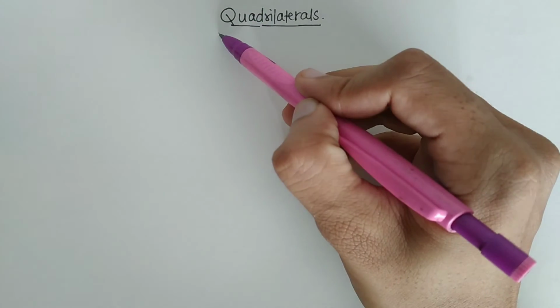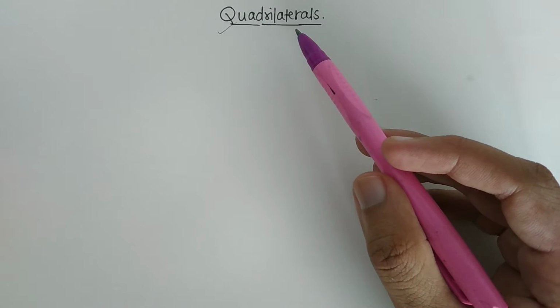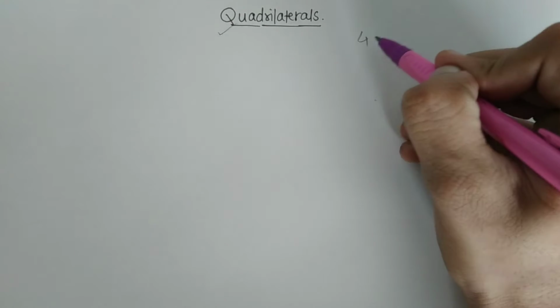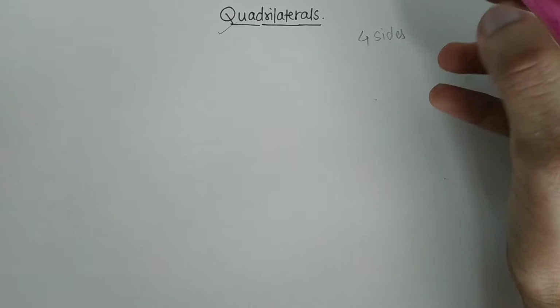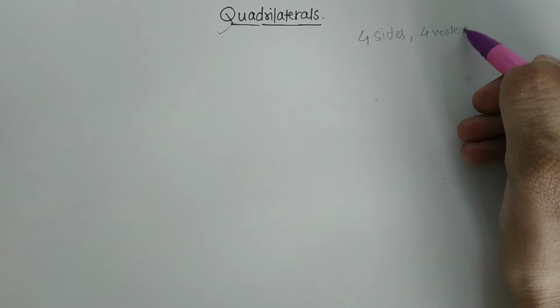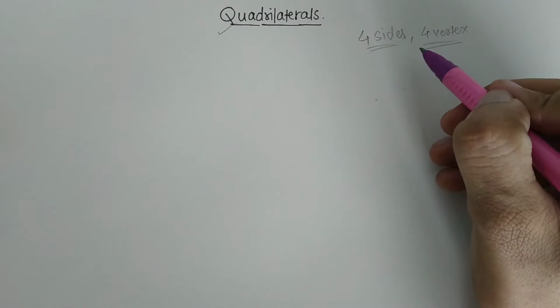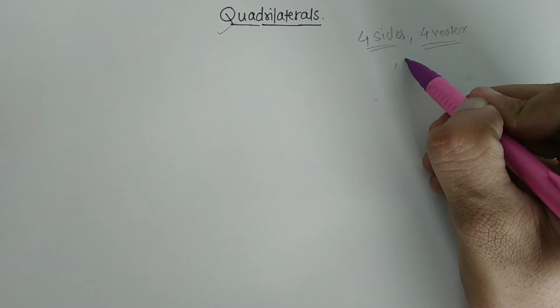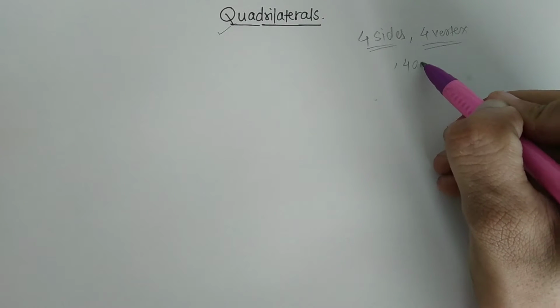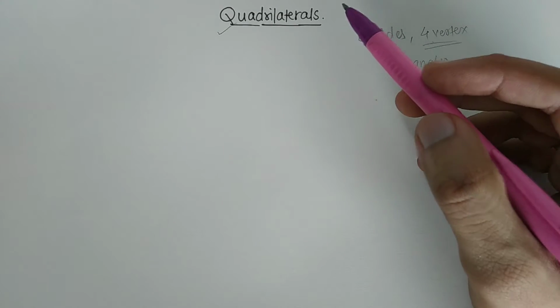Okay, so in the bridge course we have studied this particular topic, that is quadrilaterals, and we know it is a geometrical figure which has four sides and four vertices. As the vertices are 4, it will have 4 angles. So 4 angles, 4 vertices and 4 sides. Such a geometrical figure is called a quadrilateral.